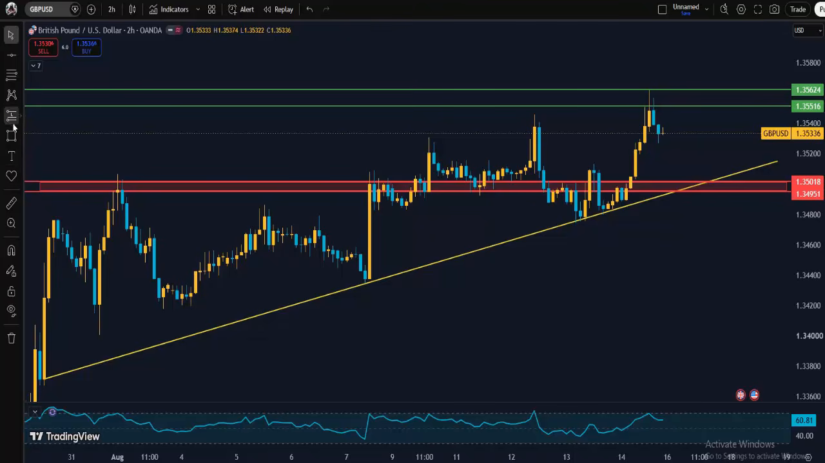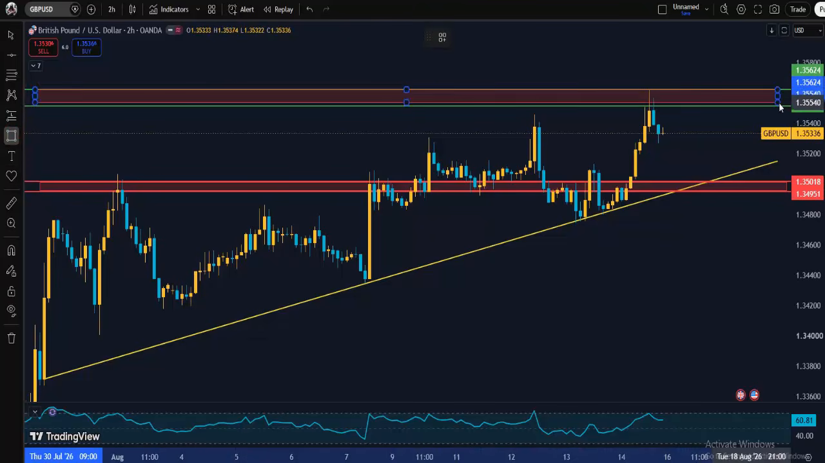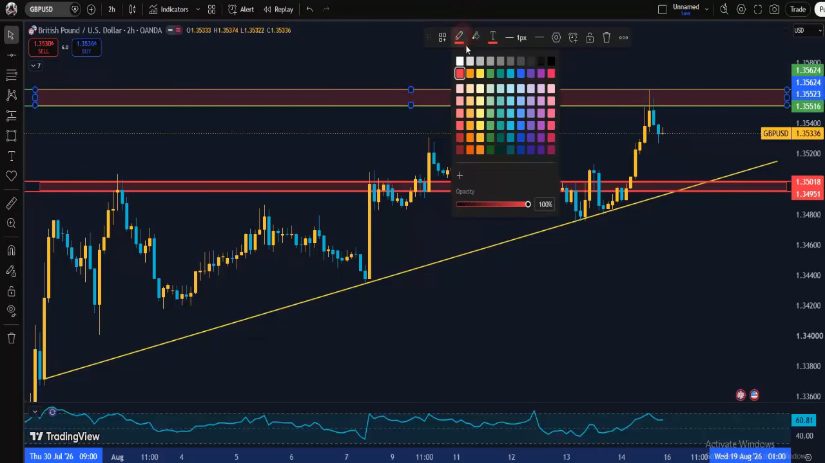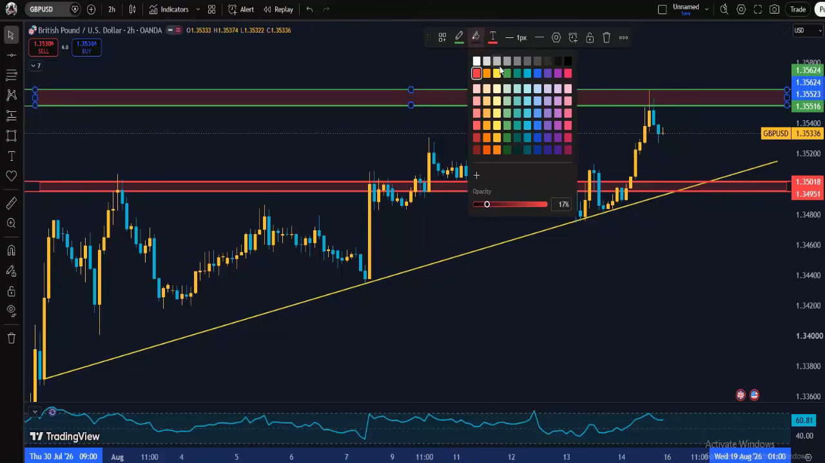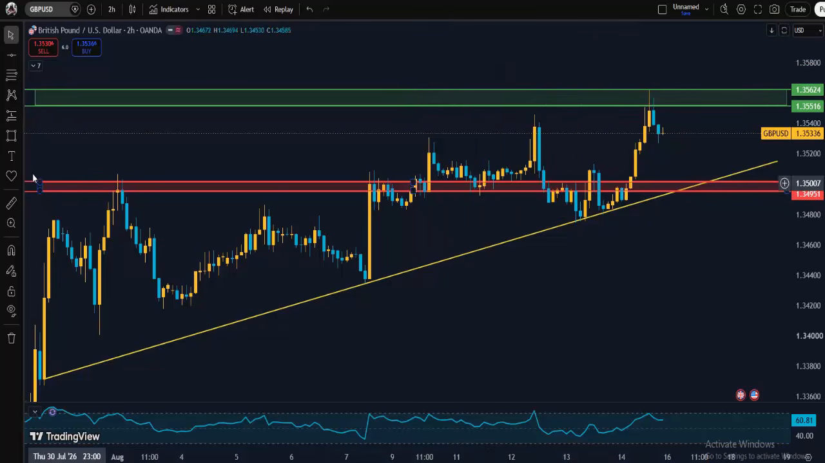On the other hand, the key resistance zone is between 1.35516 and 1.35624. Price is currently trading just below this resistance, so the next major move will depend on how the market reacts here. A clean breakout and sustained 2-hour close above 1.35624 could open the way for further upside and confirm another bullish continuation.